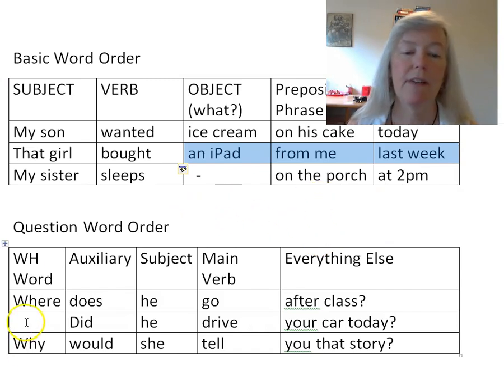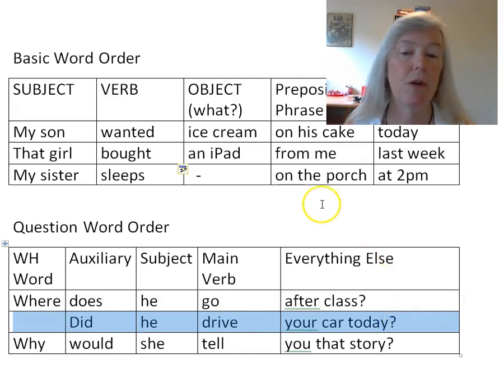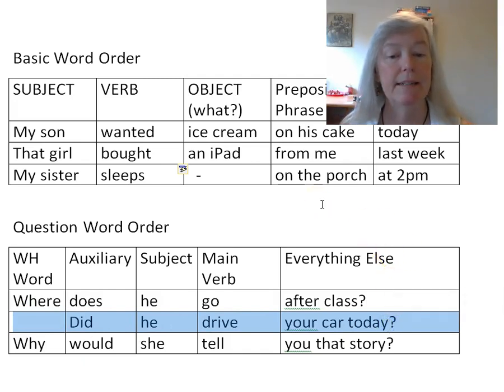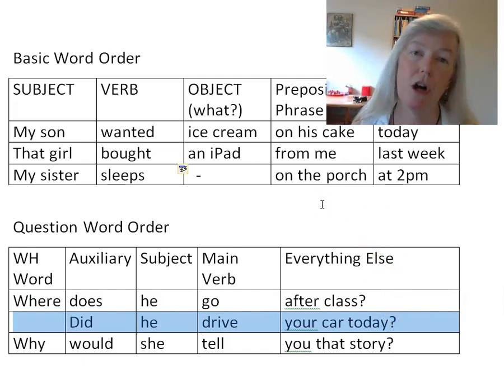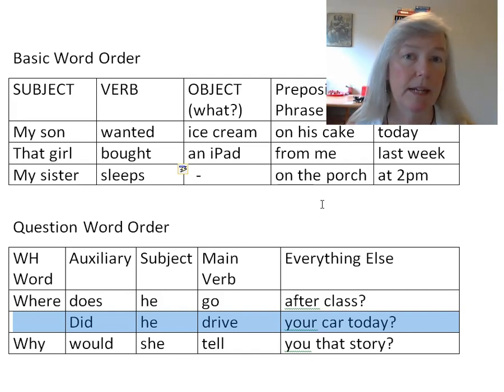You don't always have a WH word, so in the second sentence, there's no WH word. Did he drive your car today? Did is the auxiliary verb. It has the time. He is the subject, the person who drives. Drive is your main verb. Base form because always base form after do. Did he drive? And then everything else, your car today, an object and time.